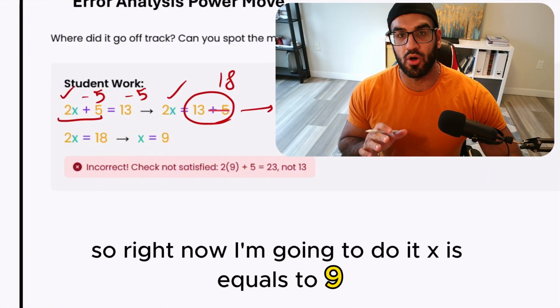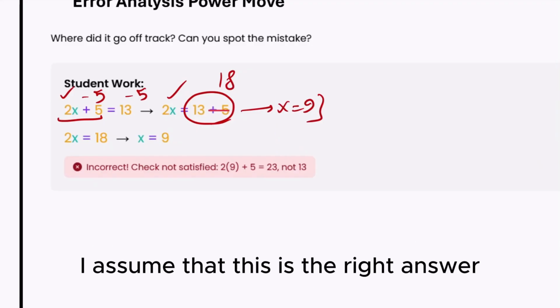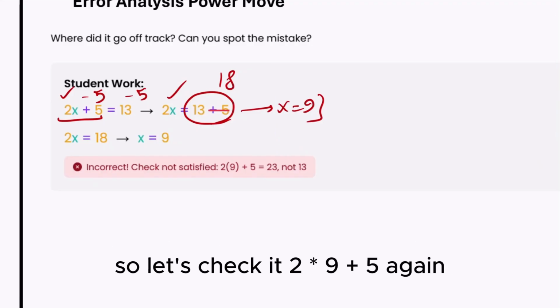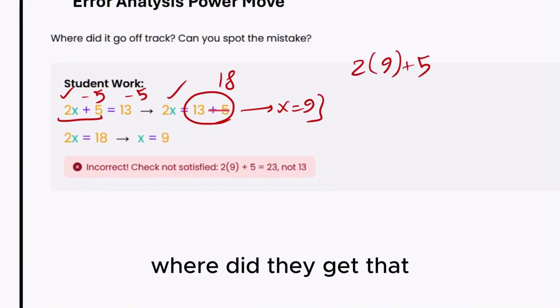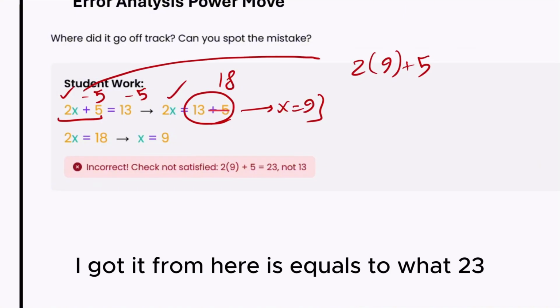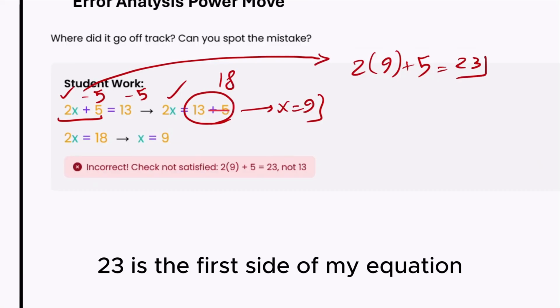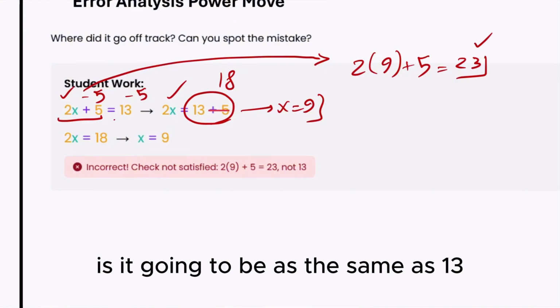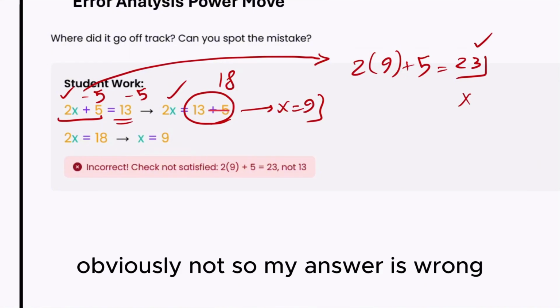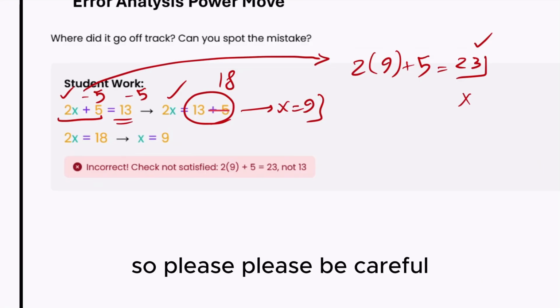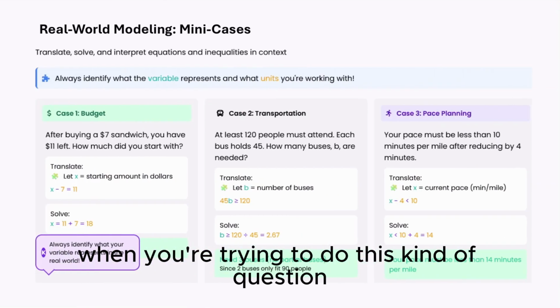So right now, I'm going to do it. x equals 9. I assume that this is the right answer, so let's check it. 2 times 9 plus 5. Where did I get that? I got it from here. It equals what? 23. 23 is the first side of my equation. Is it going to be the same as 13? Obviously not, so my answer is wrong. So please be careful when you're trying to do this kind of question.